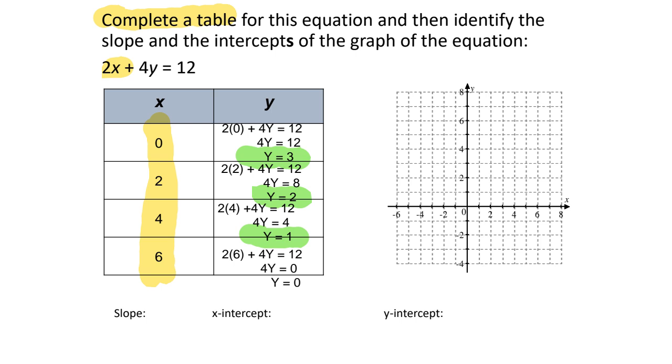Okay, this is what I'm doing. But now we've completed the table.